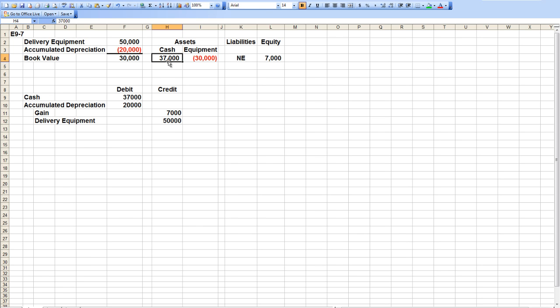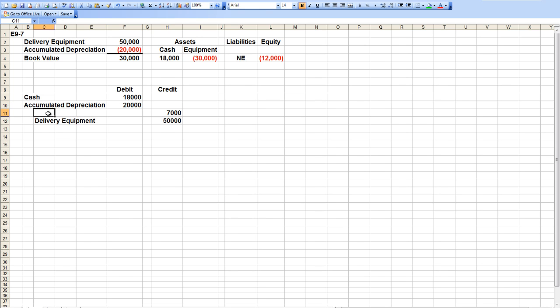The next case, we got $18,000 for our equipment. Notice one asset goes up $18,000, another asset goes down by 30. So assets have gone down by $12,000 without any change in liabilities. So equity has to go down by $12,000 as well. Okay, if I go to journalize that, I've got a debit to cash for $18,000 because that went up, and I still have to do my accumulated depreciation and my delivery equipment the same way.